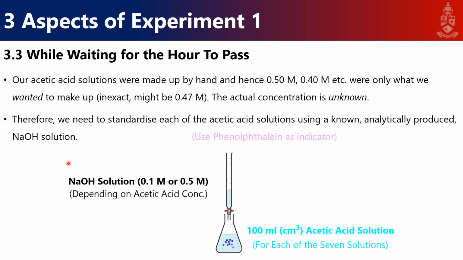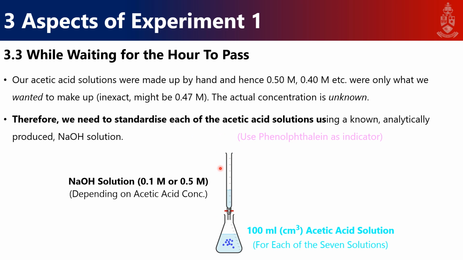So what standardize means is we're going to take a known standard concentration, or a known standard, meaning an NaOH solution, because remember acetic acid is an acid. So if you use a base, you can standardize it. You have a neutralization reaction, which you monitor via titration and using phenolphthalein as your indicator. Depending on the concentration of the acetic acid, so 0.5 molar, 0.4 molar, etc., you need to choose either a 0.1 molar or 0.5 molar NaOH.